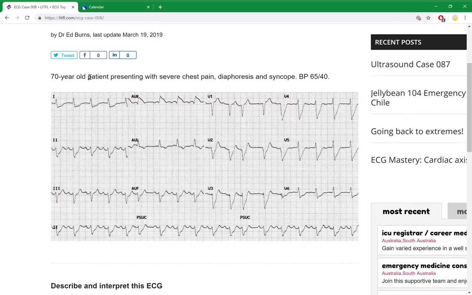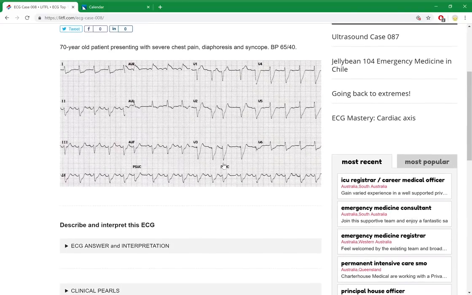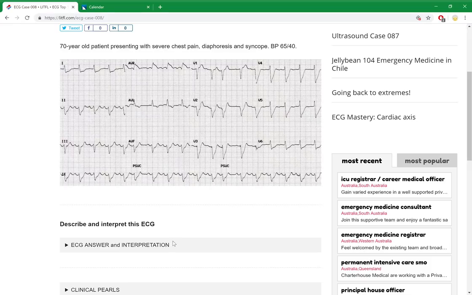Let's look at our clinical context. 70-year-old patient presenting with severe chest pain, diaphoresis, and syncope. Blood pressure is 65 over 40. They're tanking. They're about to code. So if they have severe chest pain, diaphoresis, syncope, and a severely low blood pressure with global ST depressions and a massive elevation in aVR, that's indicative of left main coronary artery occlusion. Now, there's a few other things that can cause this, but if you have a left main coronary artery occlusion, you're gonna die pretty quickly afterwards if you don't get it opened up.